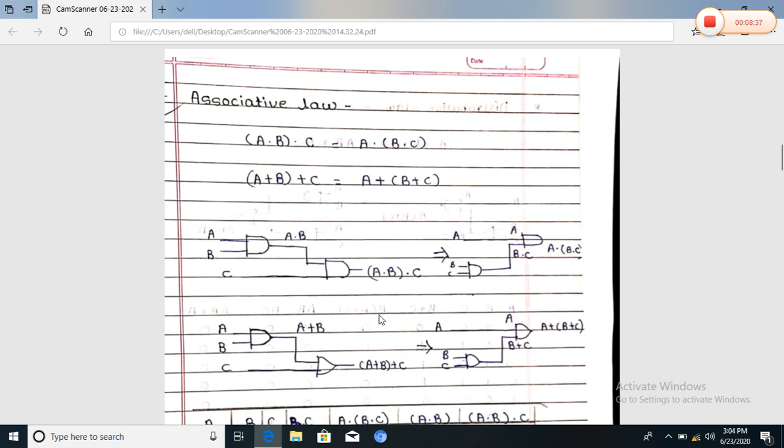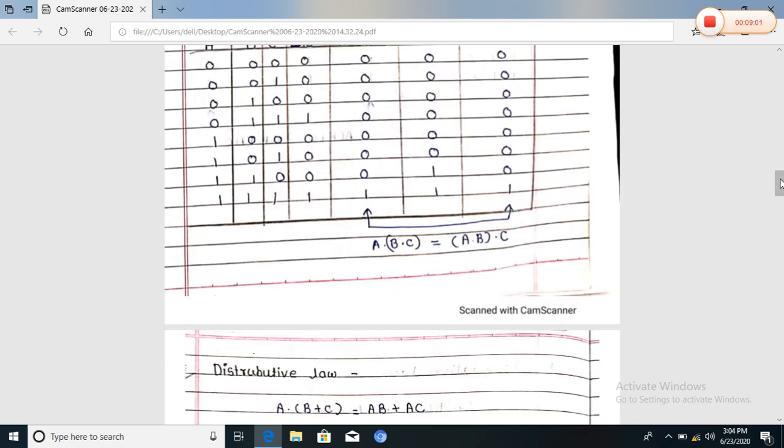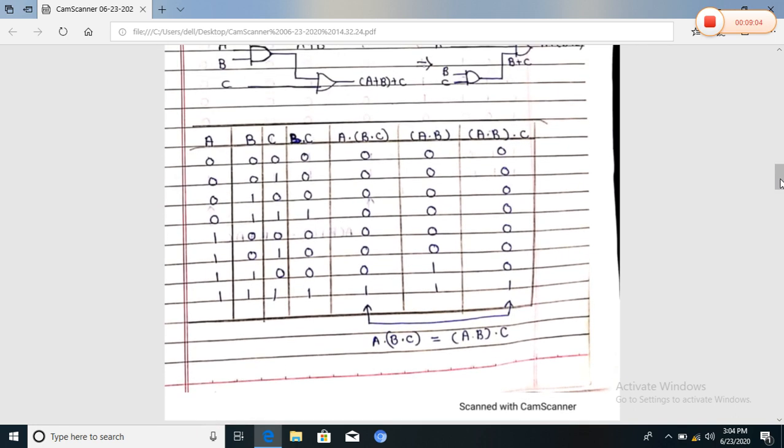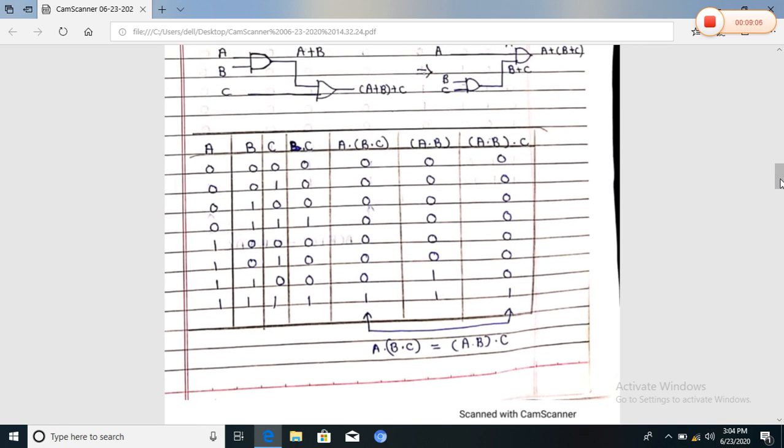Another expression for the associative law: A plus B, in brackets, plus C is equal to A plus, in brackets, B plus C. This is a plus term, so in the diagram we use an OR gate, and the OR gate performs the addition. This is the associative law. Similarly, we prove the associative law by truth table.